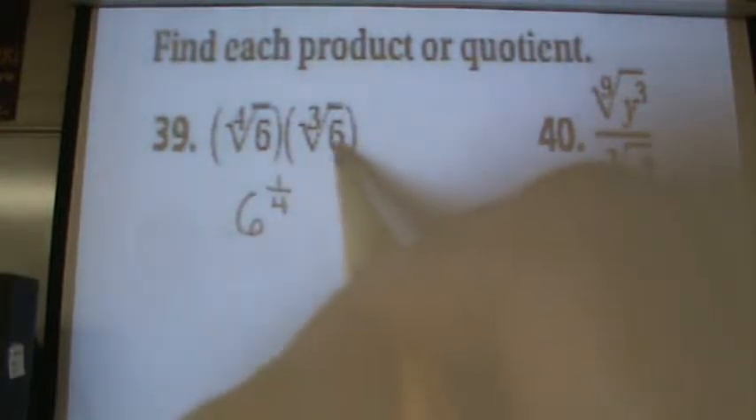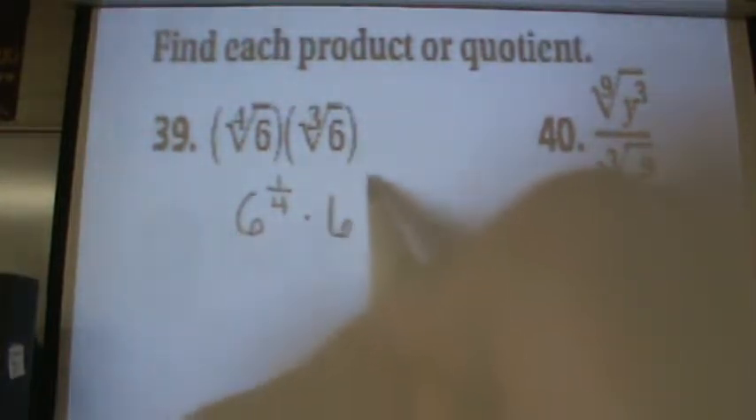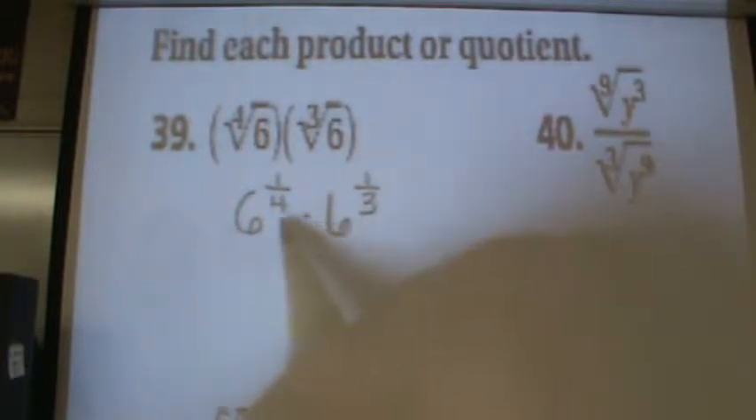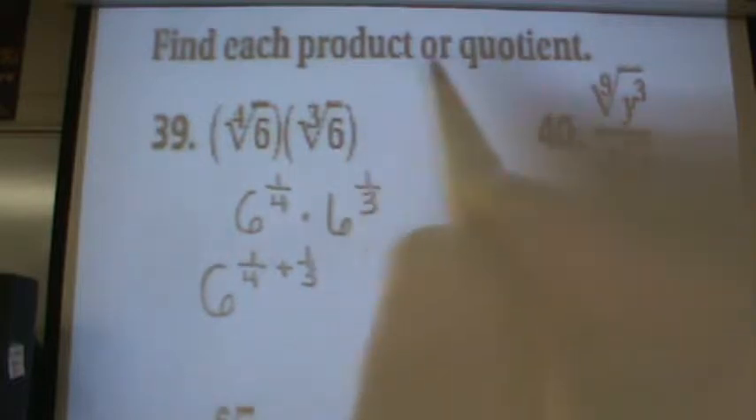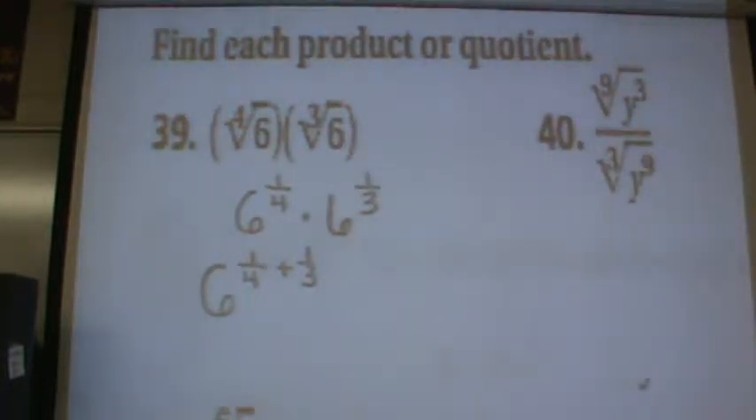And how do you rewrite this one? 6 to the 1/3. Good. Then you would now do, what's the rule? State the rule. If it's multiplication and the base is the same, you add the 1/4 and 1/3. And if it's divide, then you subtract. So what is 1/4 plus 1/3? 7/12. Yeah. Okay.